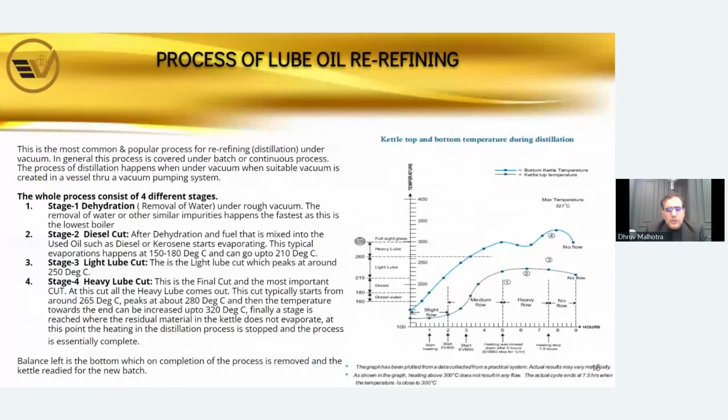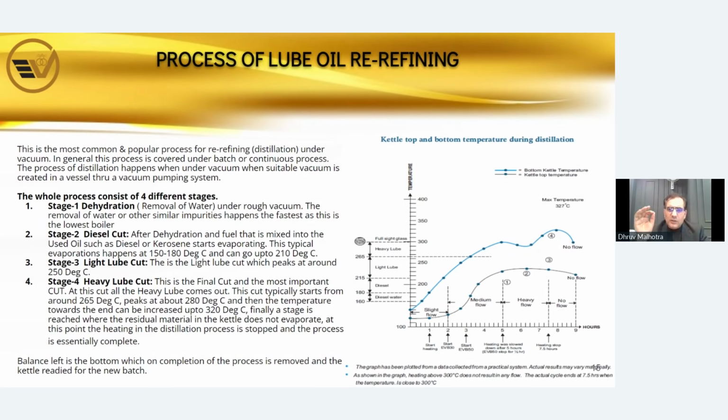So this is the most common and popular process for re-refining or distillation under vacuum. In general, this process is carried out in batch. Earlier, most of the installations were batch installations, but now with efficiencies coming in WFE, falling film, we are seeing the quantities of oil getting treated becoming larger. We are seeing people making this switch.